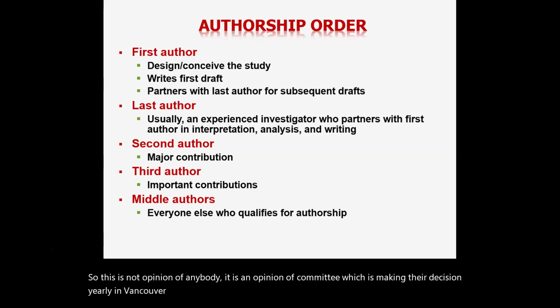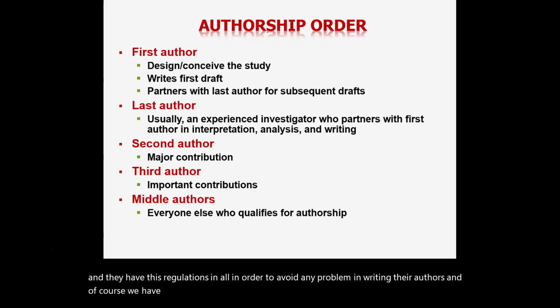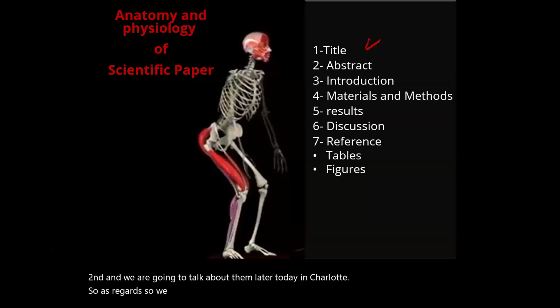So they are a group of people who are experienced in research, and they have these regulations in order to avoid any problem in writing the authors. And of course, we have many problems with the authors, such as the gift author and the ghost author, etc. And these are unethical, and we are going to talk about them later today, inshallah. So we have now covered the title, and we said that the abstract is not written now. It has to be written at the end of your work.